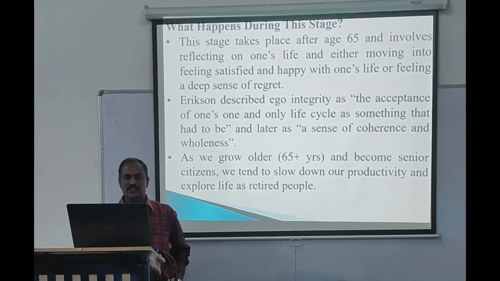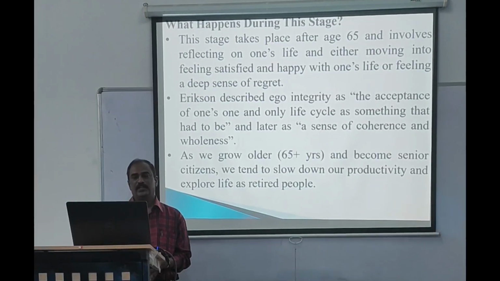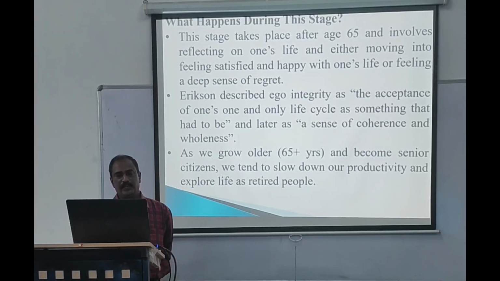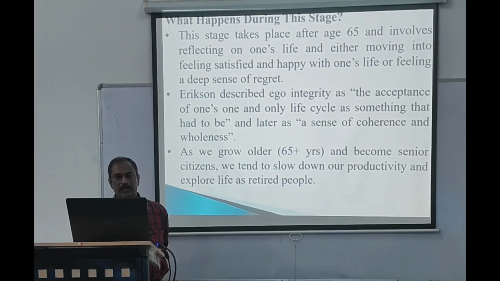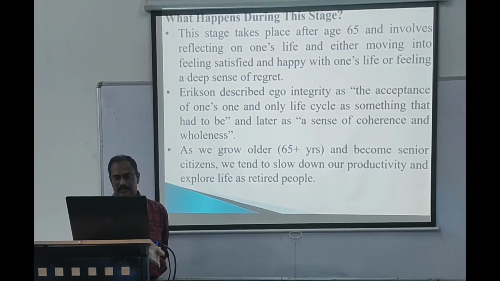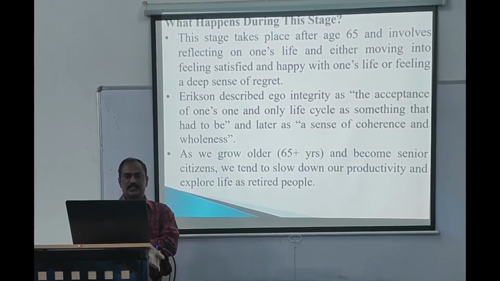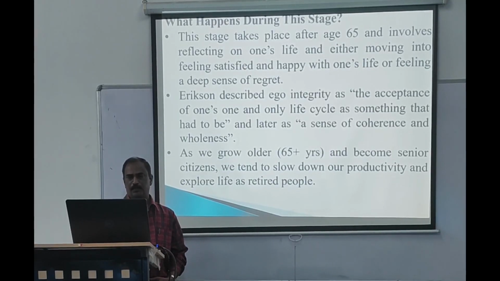So what happens during this stage? This stage takes place after age 65 and involves reflecting on one's life and either moving into feeling satisfied and happy with one's life or feeling a deep sense of regret. Erikson described ego integrity as the acceptance of one's one and only life cycle as something that had to be, and later as a sense of coherence and wholeness. As we grow older, 65 plus years, and become senior citizens, we tend to slow down our productivity and explore life as retired people.